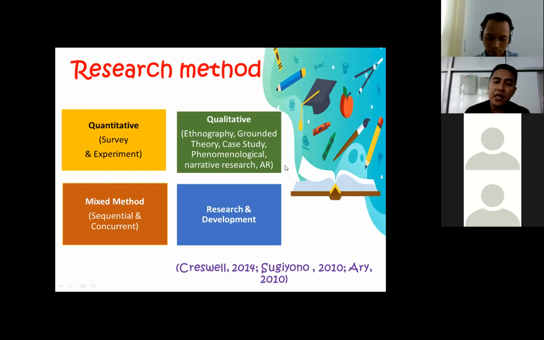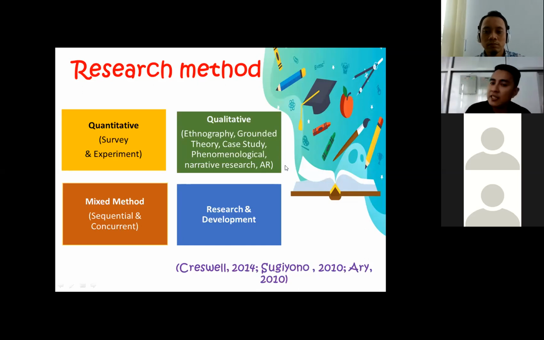Qualitative, like ethnography, if you are interested in conducting research on culture, so you just choose ethnography. Grounded theory, you develop the theory by exploring something like that. And case study, of course, this is one of the parts of qualitative. So if there is an extraordinary case, kasus yang di luar kebiasaan, so you do case study.